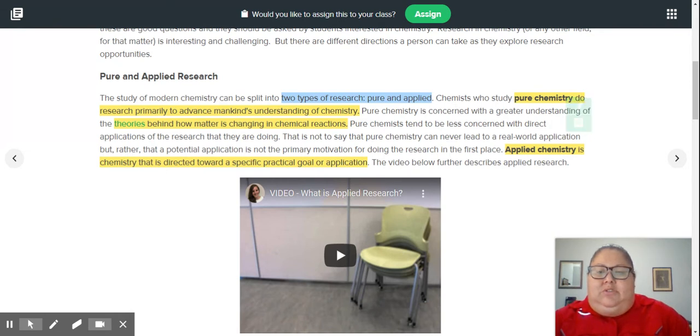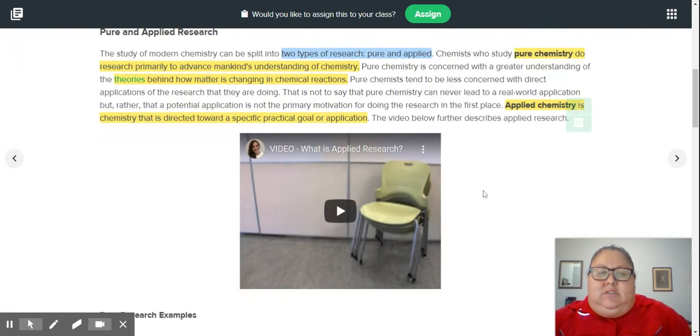Chemists who study pure chemistry, their research is primarily to advance mankind's understanding of chemistry. It's concerned with a greater understanding of the theories behind how matter is changing in chemical reactions. Pure chemists tend to be less concerned with direct applications of their research. That is not to say that the pure chemistry can never lead to real world applications. Okay, but as far as the people behind it, applications of their concepts or whatever they're studying is not their primary motivation.